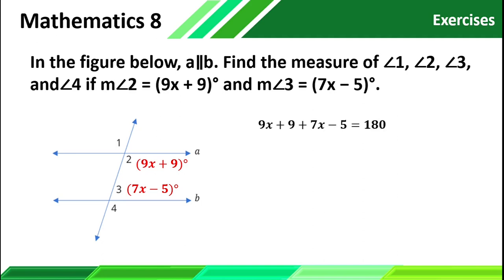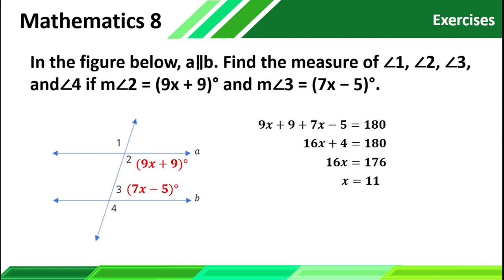So when we combine 9x plus 9 plus 7x minus 5, it will be equal to 180. Let's combine like terms, so we will have 16x plus 4 equals 180. Let's transfer 4 on the other side, so we will have 16x equals 176. Let's divide both sides by 16, so the value of x is 11. Now, let's find the value of the missing angle.